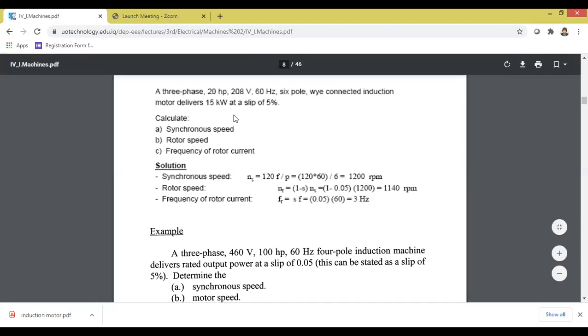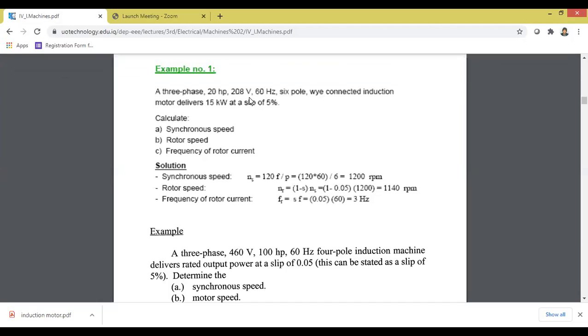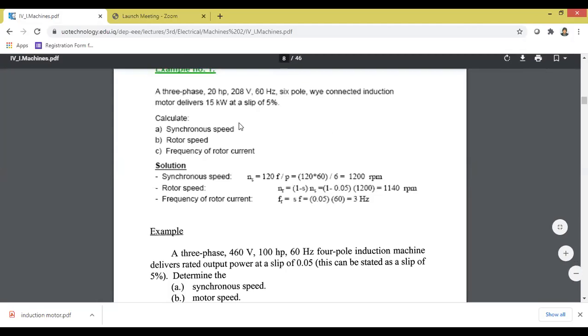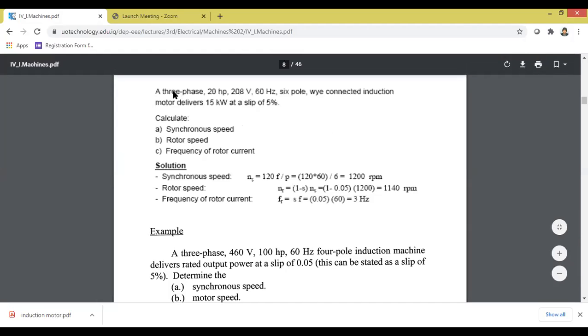We have already taken the definition of the slip. Slip is the difference between the synchronous speed and the actual speed of the machine. If you find the video of the torque equation, there we have taken the slip in a complete manner. Now let us do the problems which are only formula substitution. Let us take the first problem.